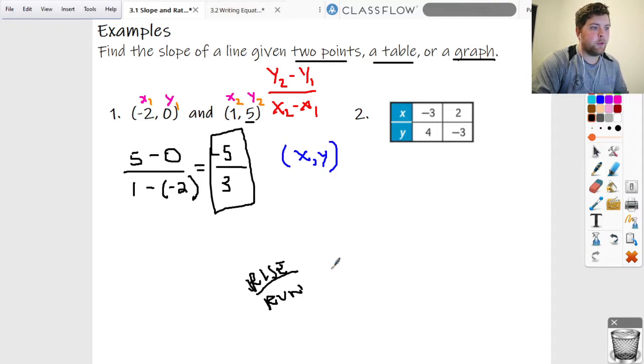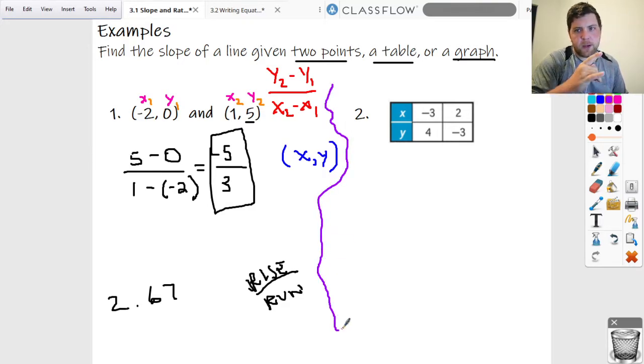It's going to be really, really difficult to do rise over run with like 2.67, right? That doesn't make a ton of sense. Whereas if you had the fraction form, that would work too. Okay, on this second example, they give you a table. There's two main ways we could do it.